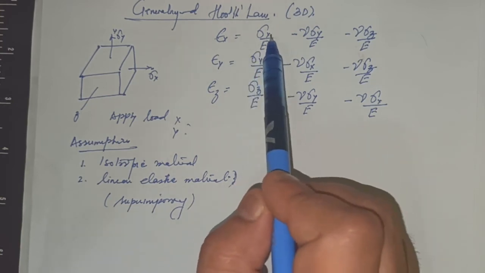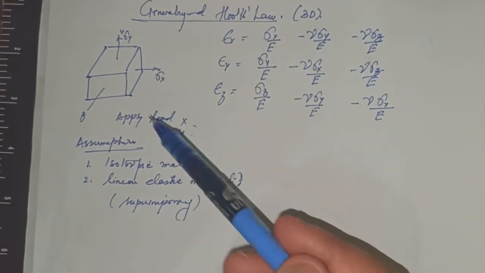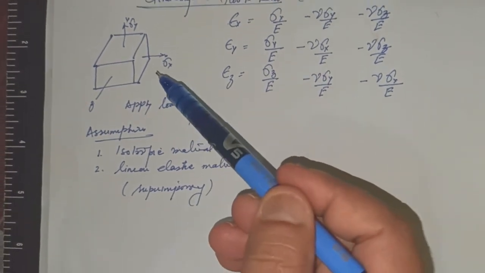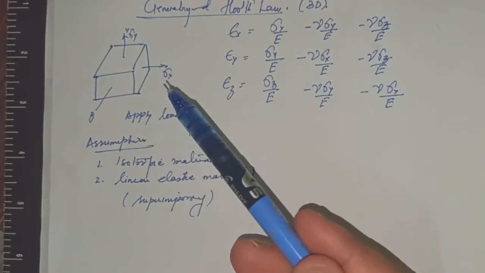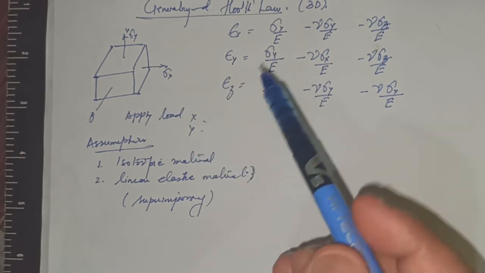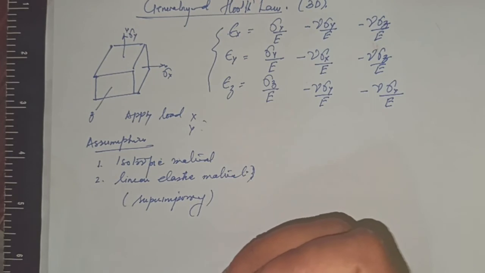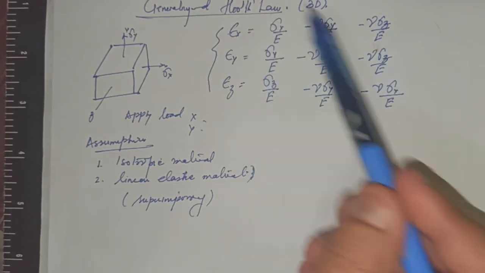Epsilon x equals sigma x upon E and so on. So this is a condition in which either I apply a load proportionally, in a superposition way, first x, then y, then z, or any load which is applied simultaneously in the x, y, z directions, you will be getting these equations. Epsilon x, epsilon y, epsilon z, these equations will be valid.